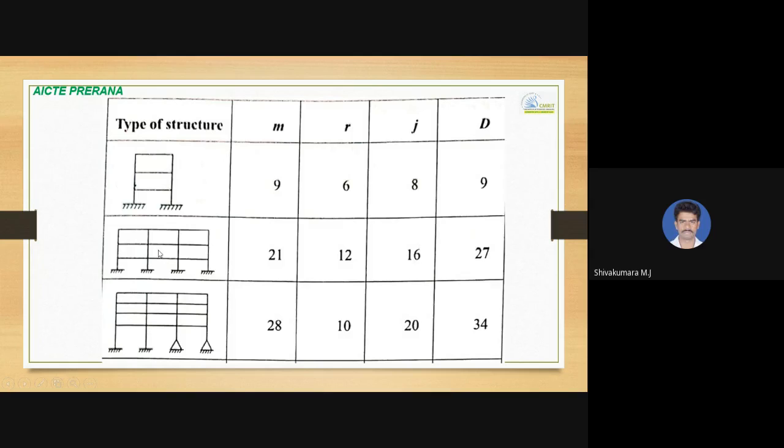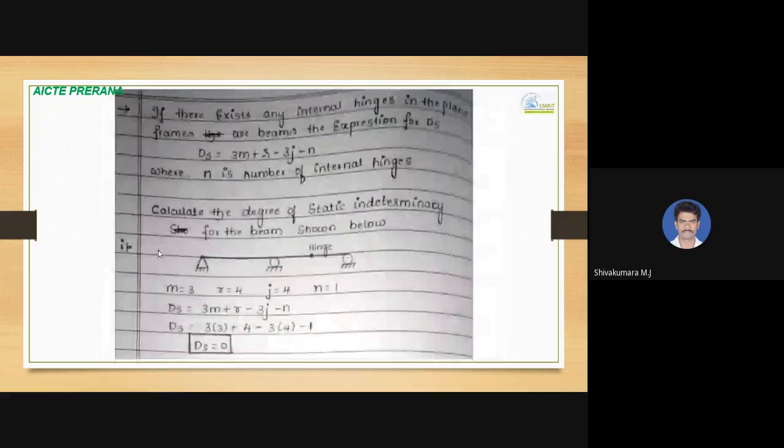So as this is a plane frame, again the formula, it is 3m plus r minus 3j. So if you calculate, you are going to get the degree of static indeterminacy of this frame as 27. So 27 is the degree of static indeterminacy. And if there exist any internal hinges, you need to deduct those many number of internal hinges while calculating degree of static indeterminacy.